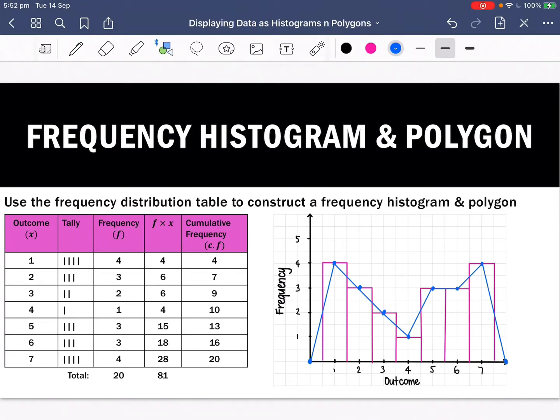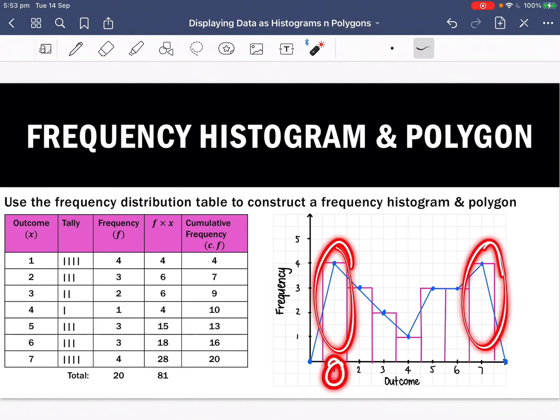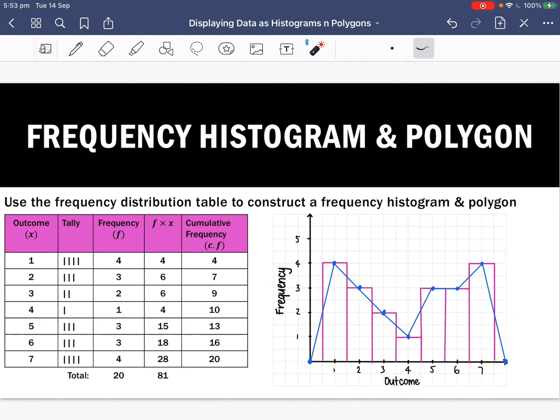These dots coincide with the center top of each column. The dots are joined to form the polygon, which is completed by joining to the axis as shown in what we did. So what we can do here is identify our mode by the highest column. Just like we looked at our mode by looking at our frequency, our mode is our highest column, so it would be 1 and 7, exactly like the last video.